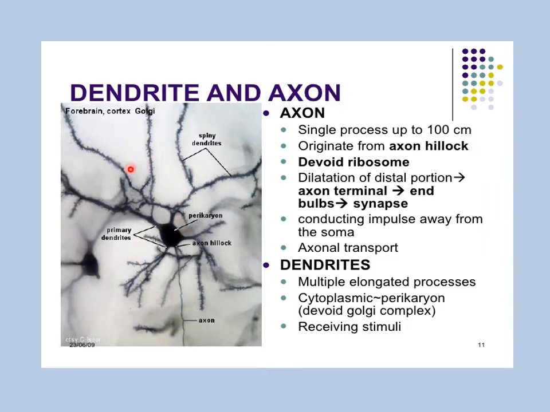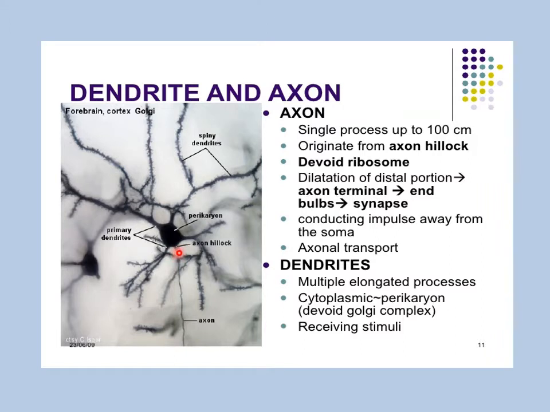The cell body of the neuron is surrounded by numerous dendrites, and a single axon arises from the cell body. The dendrites are multiple elongated processes, and the cytoplasm of the cell body extends into the dendrite processes. The dendrites basically receive stimuli from the axons and the dendrites of other neurons.